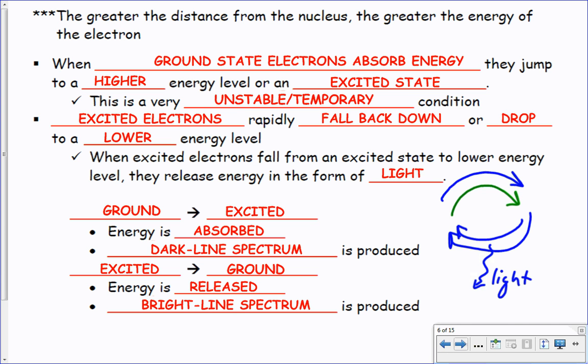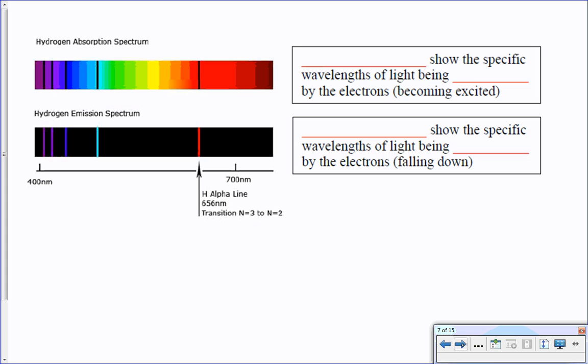This is what I can use to distinguish one element from another. I can use it to distinguish what elements are in a star, if you will, because the light comes in and I can test its wavelength and tell what atoms are in that star based on what light they're giving off. So here's the dark line spectrum up here and the bright line spectrum here.